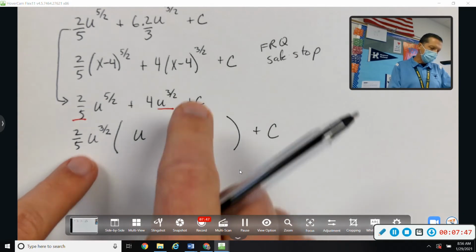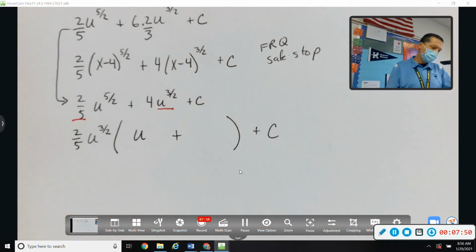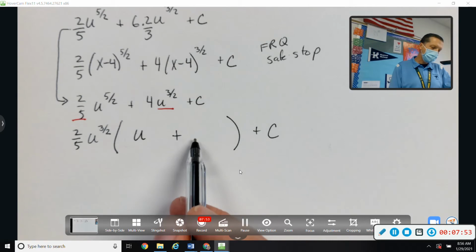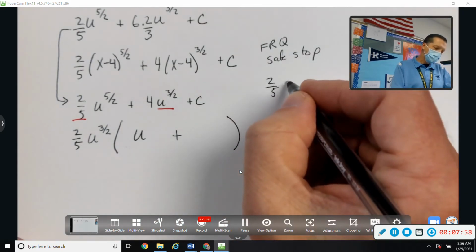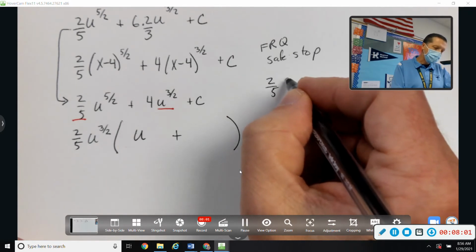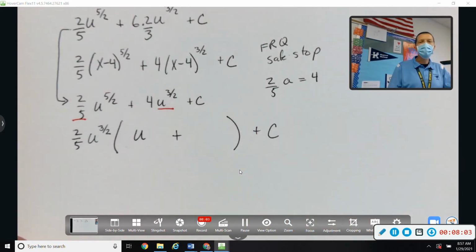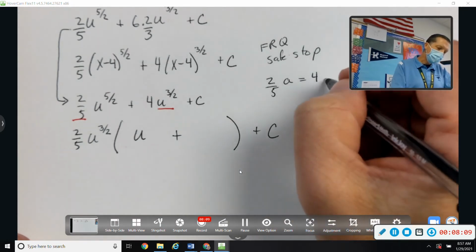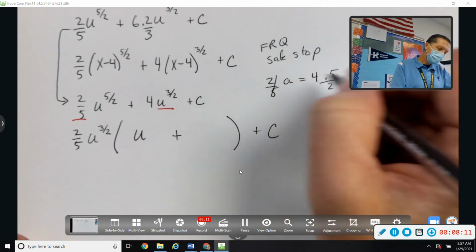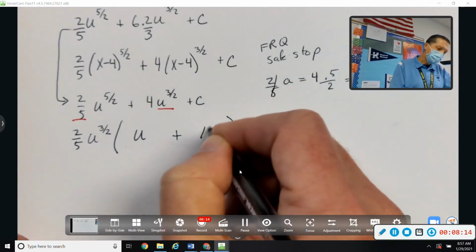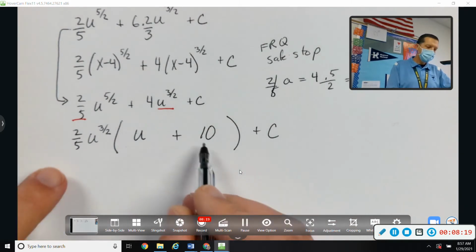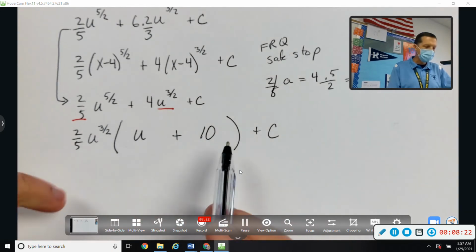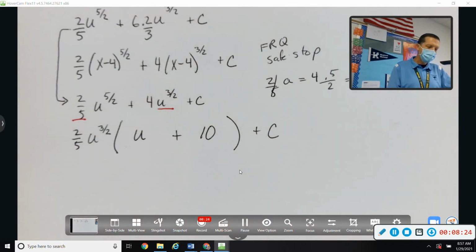Second one, I took the u to the 3/2, so that part's easy. But I got to figure out 2/5 times what gets me 4. 2/5 times what? I don't really want to use an x. Gives me 4. So 4 divided by 2/5, or 4 times 5/2, would be 10. Two-fifths of 10 is 4. It makes sense now, but getting to the 10 is maybe the tricky part.